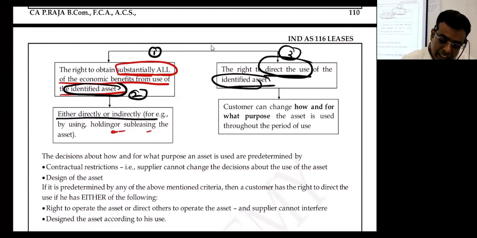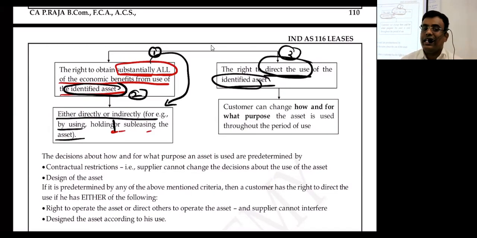Either directly or indirectly, by using, holding, or subleasing the asset. How the benefit can be taken substantially, either direct or indirect, by using it, or by holding it, or even by subleasing it. That is called indirect. Yes or no? If I am able to generate substantially all the economic benefit out of the asset by using or holding or subleasing. Yes or no? Clear, not clear?